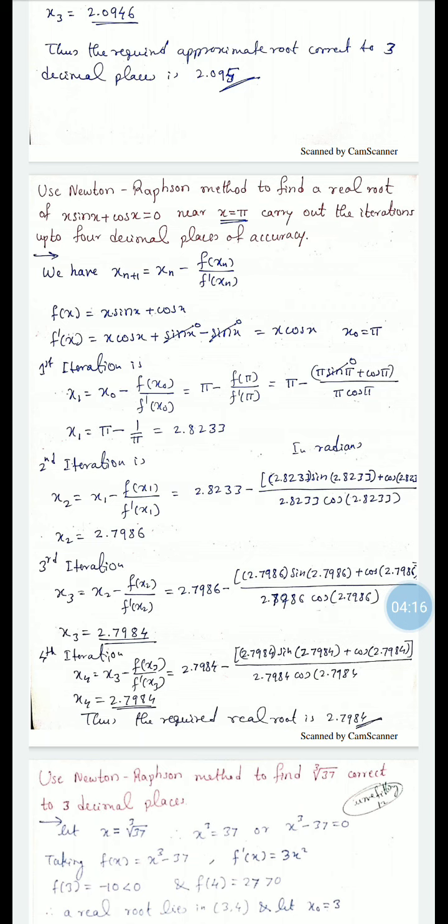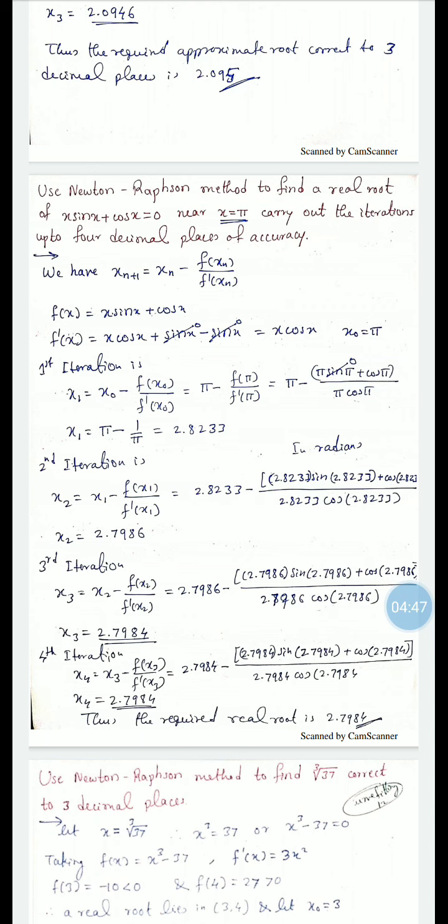For the second iteration we use the first iteration answer. So the second iteration is given by x2 is equal to x1 minus f of x1 divided by f dash of x1. So put x1 is equal to 2.8233 in the formula. x2 is equal to 2.8233 minus f of 2.8233 divided by f dash of 2.8233. After simplification by using the calculator, we get x2 is equal to 2.7986. This is the second iteration answer.